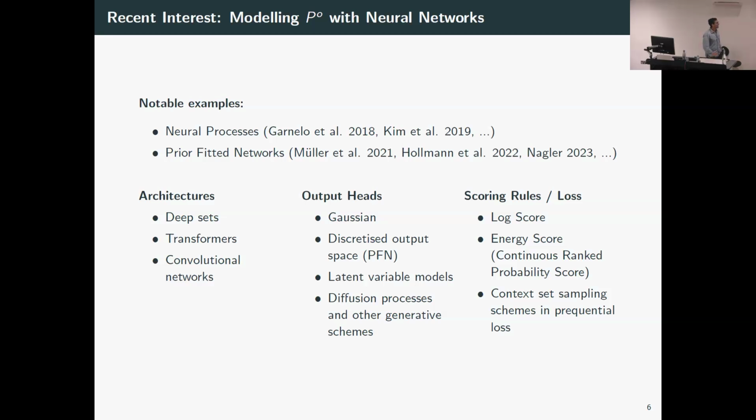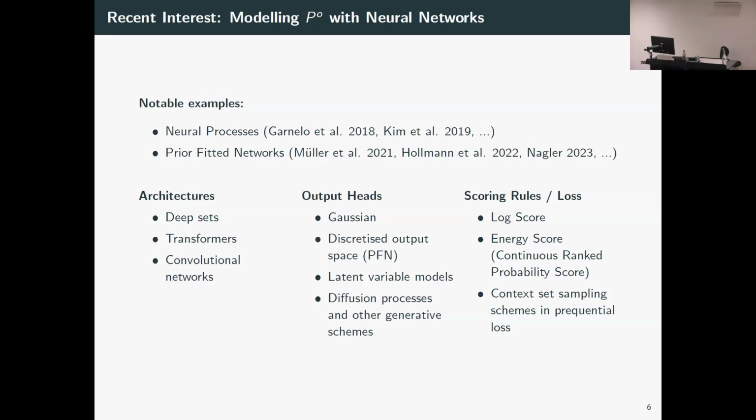There are different axes of variation among these methods. You have methods that use different types of architectures. Some of them will use neural networks to encode each data point in the context, and these are mapped to embeddings that are then summed or averaged. But people have started using transformers and convolutional networks. So there are many different architectures you can use.